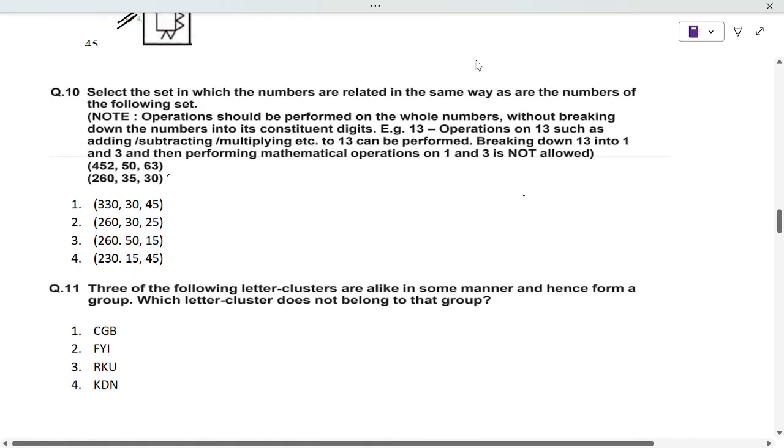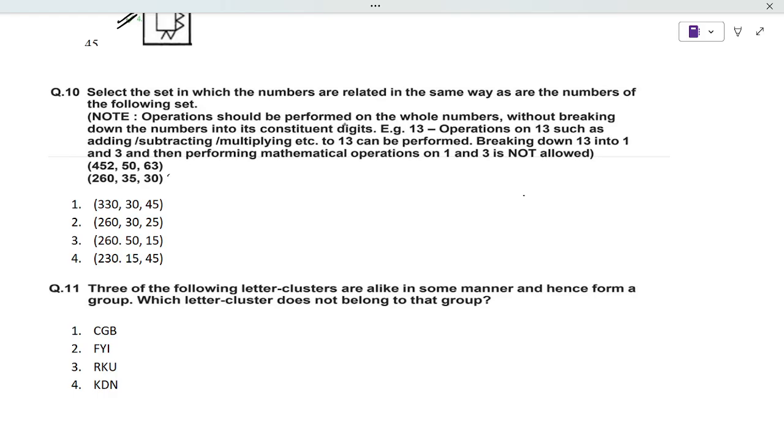Okay, now we have another set. So here the same thing. We need to find the correct set. The operation should be performed on the whole number. Okay, whole numbers start from where? 0 1 2 3 and so on, without breaking down the number into its constituent digits. Alright, this means if we have the number 13, we cannot split 1 and 3. Right, we cannot split that way.